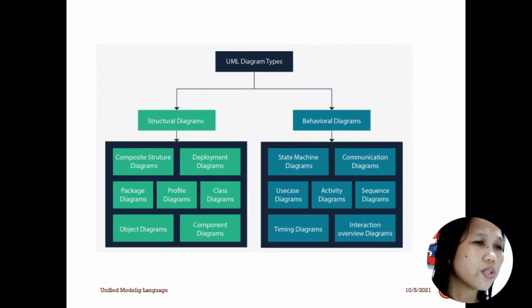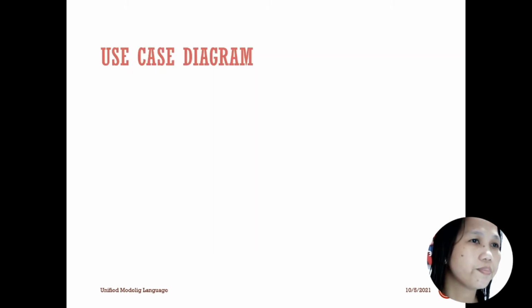Under the structural diagram, we have the composite structure diagram, deployment diagram, package diagram, profile diagram, class diagram, object diagram, and component diagram. Under behavioral, we have state machine diagram, communication diagram, use case diagram, activity diagram, sequence, timing, and interaction overview diagram.